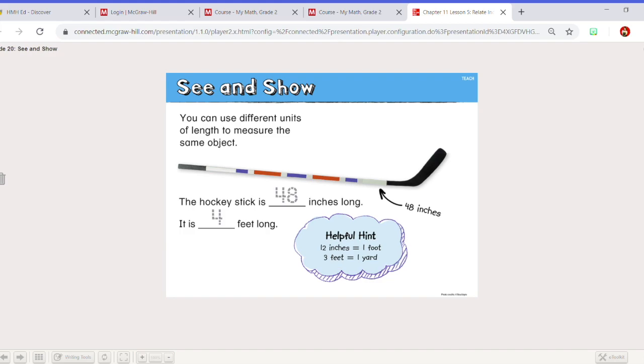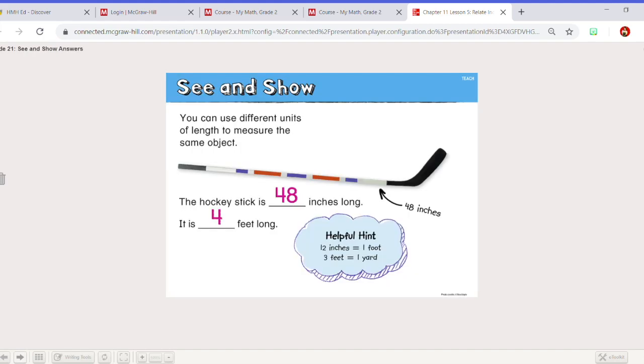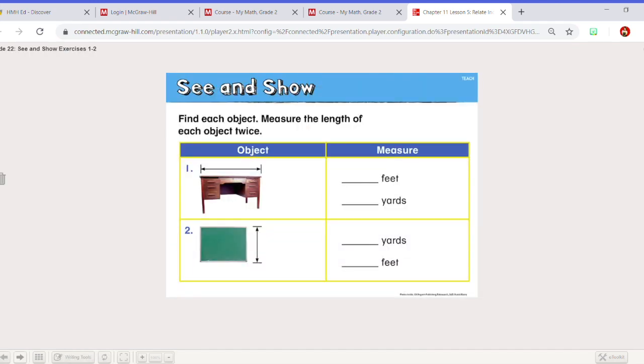So for today's math, we're going to use different units of length to measure the same object. So this hockey stick is 48 inches long. It is also the same as saying it is 4 feet long. Helpful hints are 12 inches equals 1 foot, 3 feet equal 1 yard. I might make a little key for yourself and put that on the side of your work so you're able to convert the different lengths. So you would measure the object and you would tell me how many feet it is, but then also how many yards.